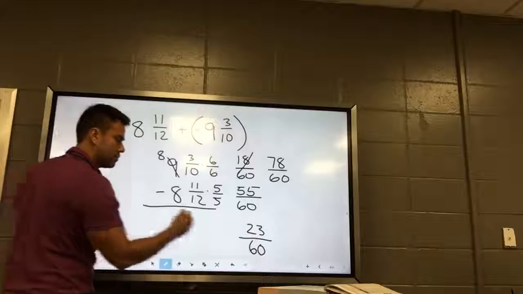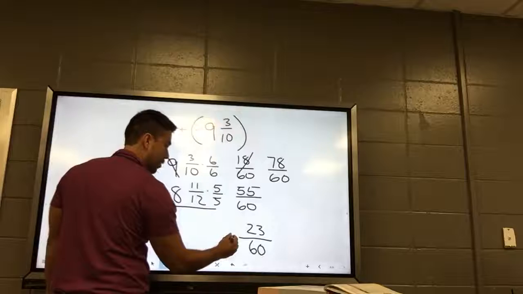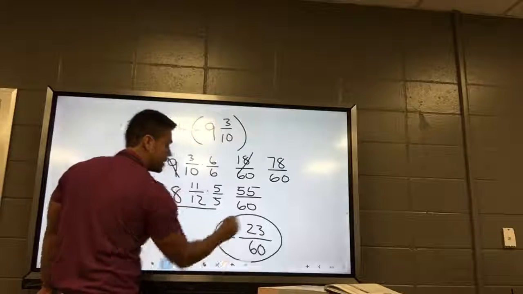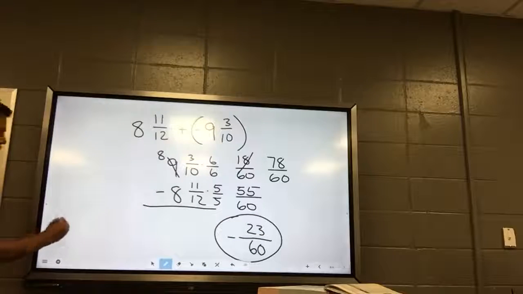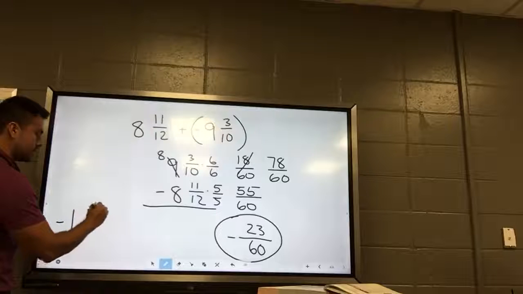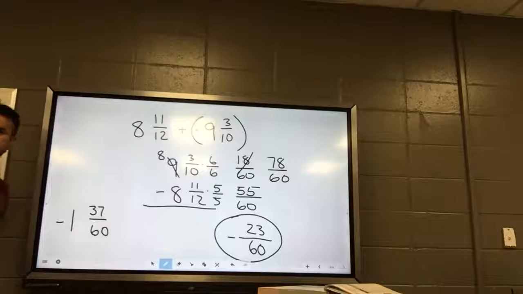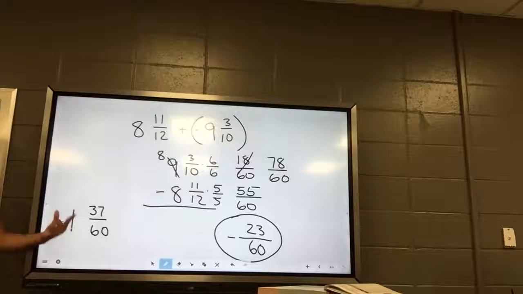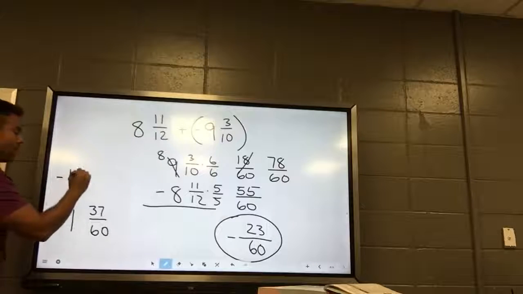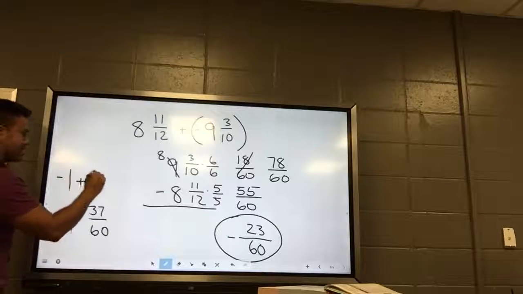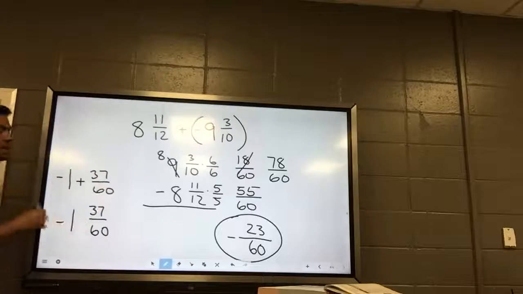Positive or negative? Remember, our answer's got to be negative. That's the answer. Now, how many of you got negative 1 and 37/60? Is that what you guys were getting? Okay, you know what your answer is? It's super close. It should have been negative 1 plus 37/60, which, guess what that gets you?